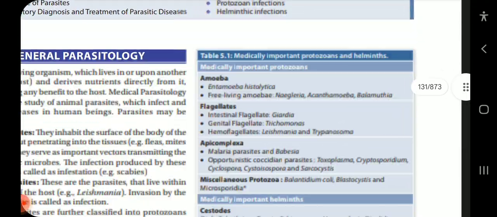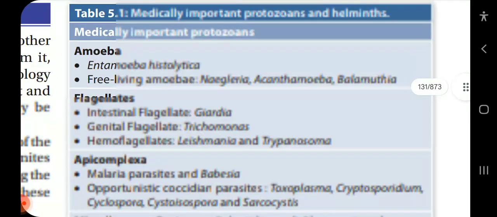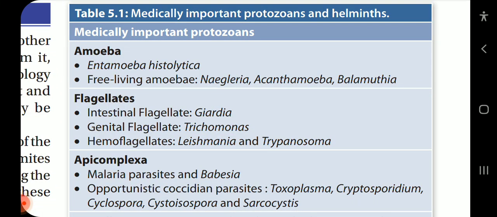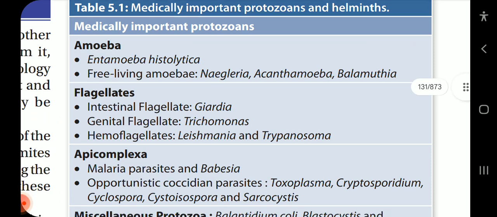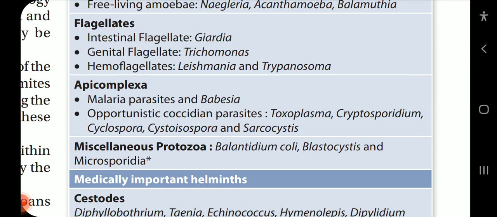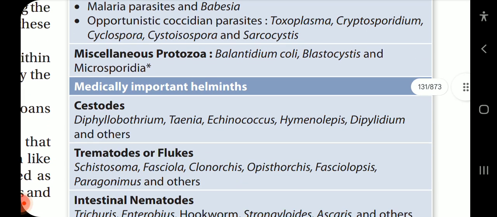Now, in this table, let us see some medically important protozoans and helminths. Medically important protozoans: amoeba like Entamoeba histolytica, free-living amoebae like Naegleria fowleri, Acanthamoeba, and Balamuthia. Flagellates like intestinal flagellate Giardia, genital flagellate Trichomonas, hemoflagellates Leishmania and Trypanosoma. Apicomplexa: malaria parasites and Babesia. Opportunistic coccidian parasites: Toxoplasma, Cryptosporidium, Cyclospora, Cystoisospora and Sarcocystis. Miscellaneous protozoa like Balantidium coli, Blastocystis and Microsporidia.